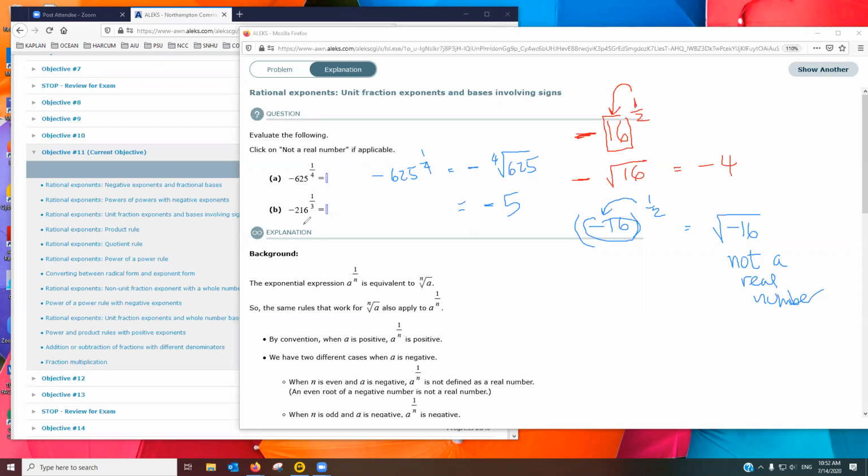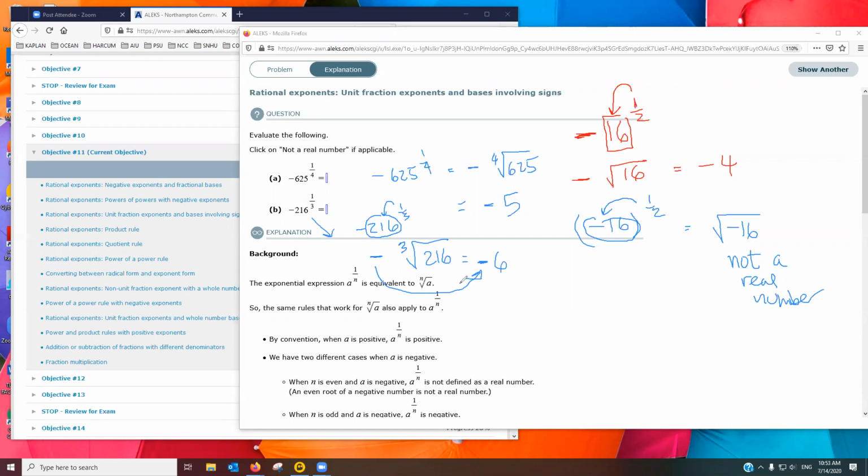All right, let's go down to this example, -216 to the 1/3. Again, the negative sign is not part of the exponent. The exponent is only applying to the 216. So this is going to be negative the cube root of 216. All right, well, the cube root of 216 is asking you what number times itself 3 times is 216. That works out to be 6. So this answer is going to be negative 6. Notice I'm just bringing the negative sign along with me.